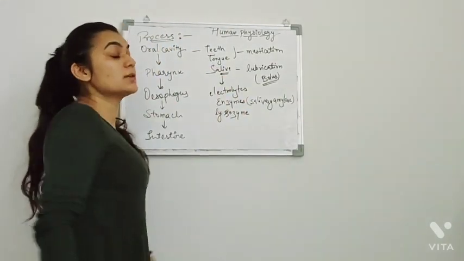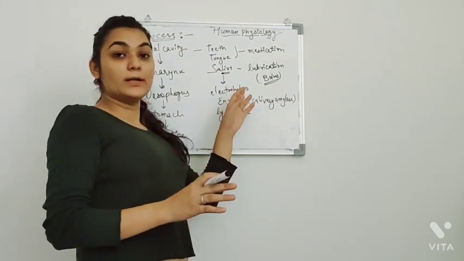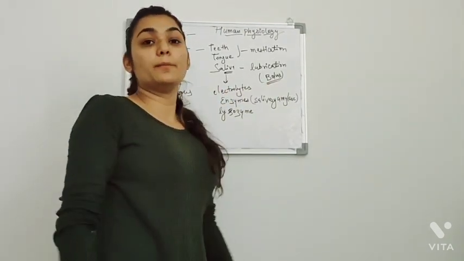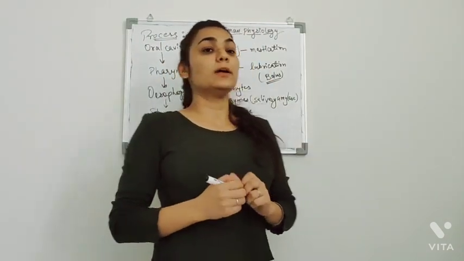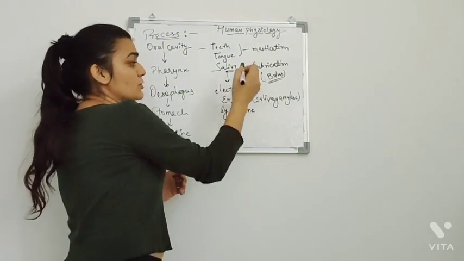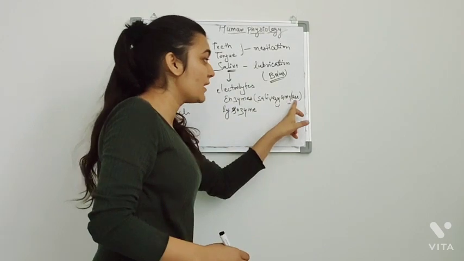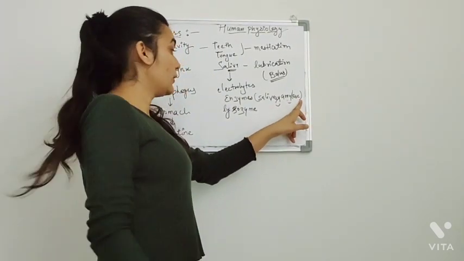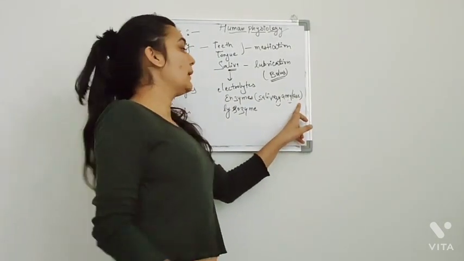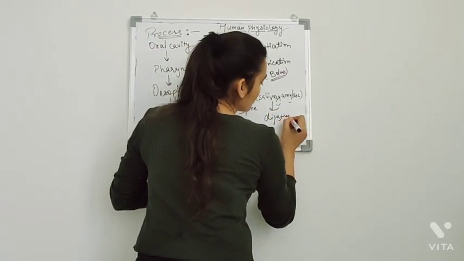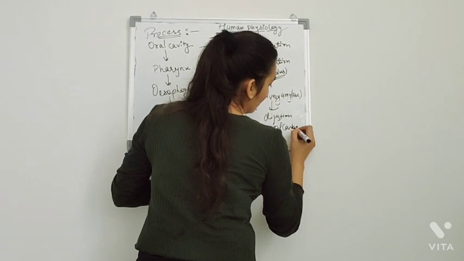Now the saliva has some important components: electrolytes, enzymes and lysozyme. Electrolytes, that is sodium, potassium, calcium and bicarbonate, help in the neutralization and digestion of the food. And the enzyme is salivary amylase, which is also in the oral cavity. It helps in the digestion of carbohydrate.